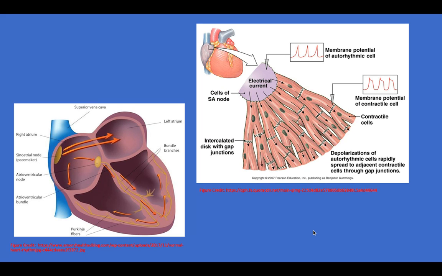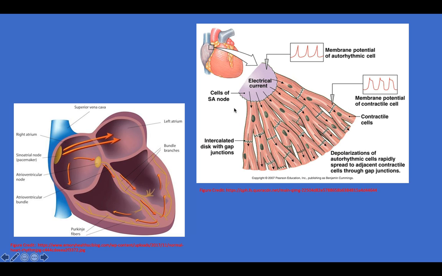Here's a diagram of the heart, and the sinoatrial node, which is what my presentation is going to focus on, is a small area of cells that are located right where the right atrium and the superior vena cava come together. And these are the cells that are going to generate electricity that are going to travel through the atria, through the bundle of His, down through the bundle branches, and to the Purkinje fibers.